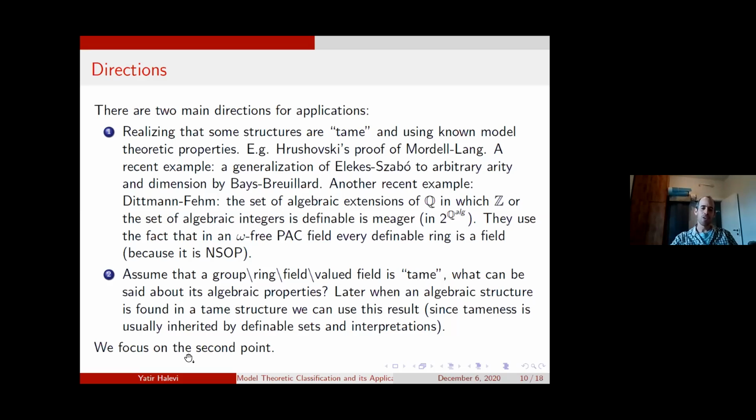Now, it might not surprise you that I'll focus on the second application, right? Because I only have an hour to talk and not 2 or a seminar. And so I can't really give proofs of more complicated stuff, but it would be a nice way to actually see what kind of properties we can just deduce by assuming some kind of tameness conditions.